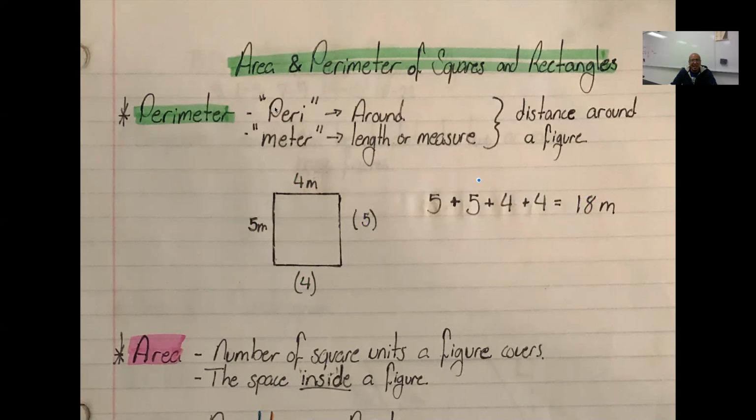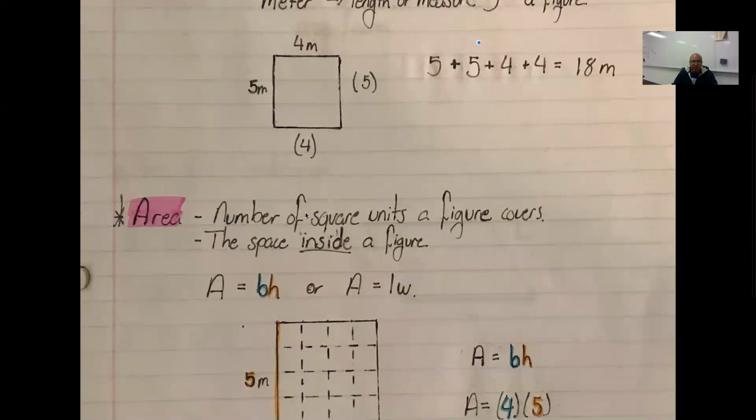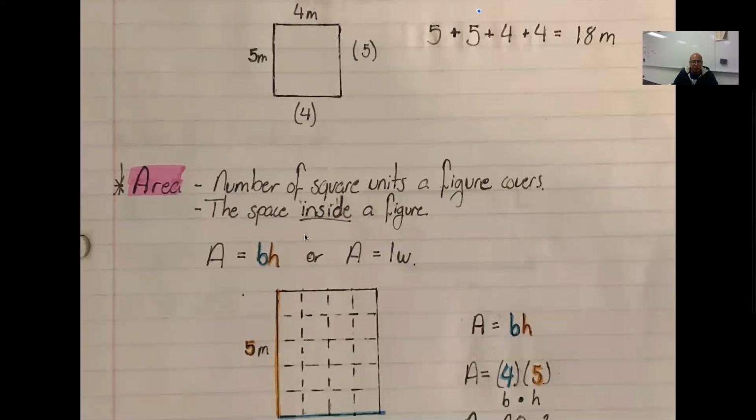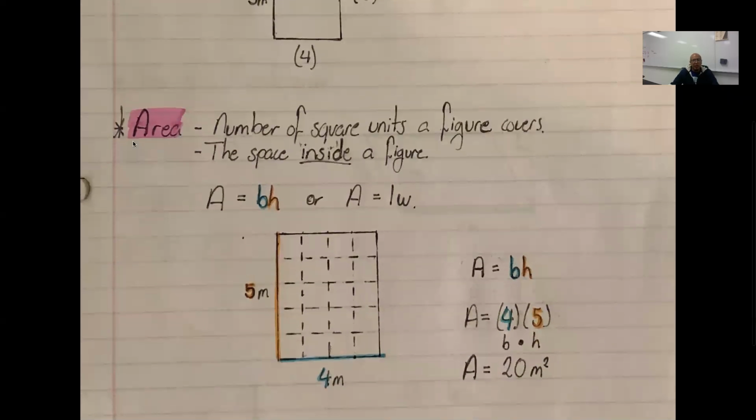Now, by contrast, area is the inside. And so I'm going to zoom into that very same rectangle that I had up there. It's the same one, I just made it a little bit bigger. But area is the inside, and the mathematical technical definition of that is the number of square units. I know, what do you mean by squares? The number of square units a figure covers, or that make up a figure. It is the space inside a figure, but literally it is the number of square units.